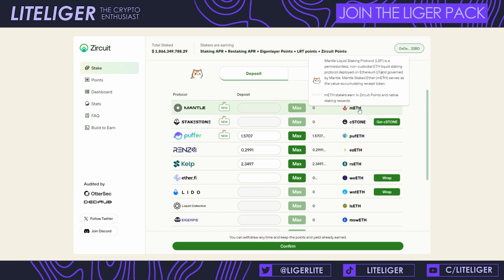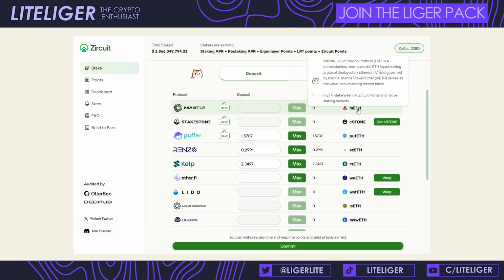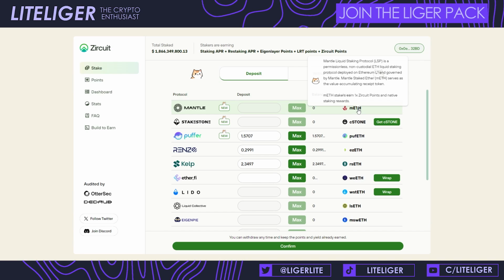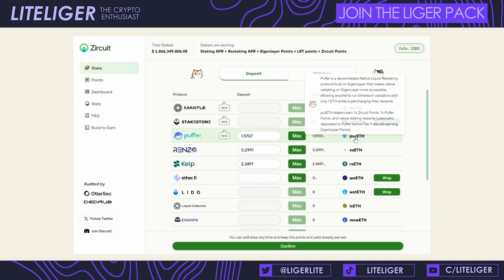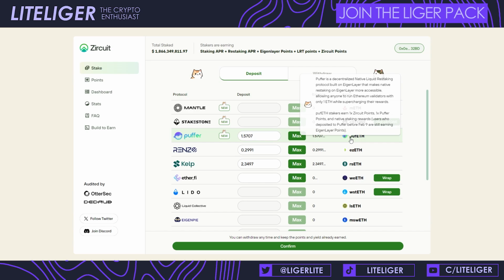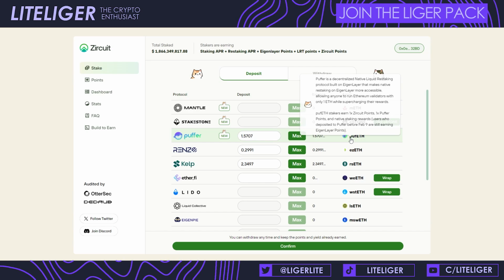And the mETH here, at least on the Mantle ETH, is not giving you Eigenlayer points, so that's kind of interesting. But we have Puffer, for example. That's another one that's pretty good. Another one you should basically consider.